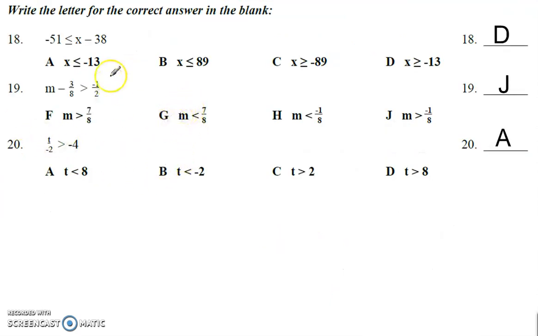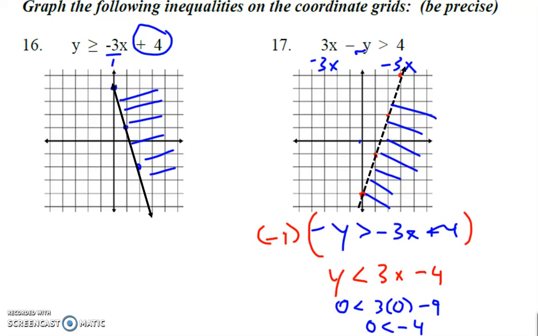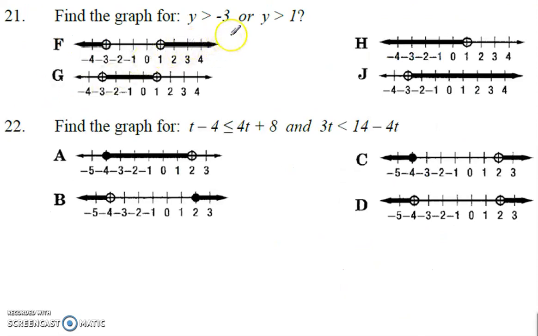All right, here's your answers for these. I'm not going to go over how to solve these. Remember how to add fractions. You have to make a common denominator. All right, so make this -4/8. And here we go. It is greater than -3 or greater than -1. Well, this one's the only one showing you greater than -3 and greater than -1. Okay, so both of these together, that's J.